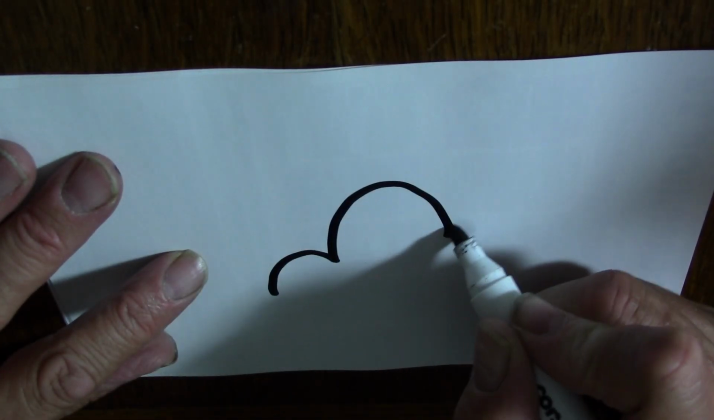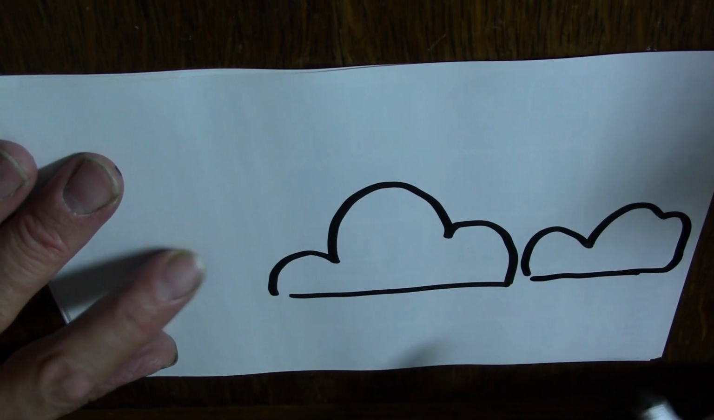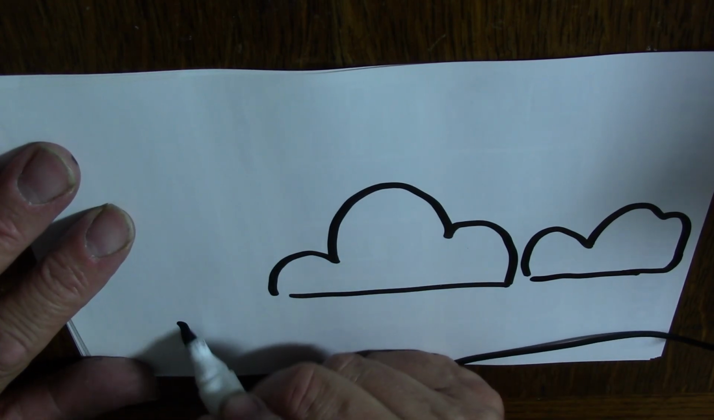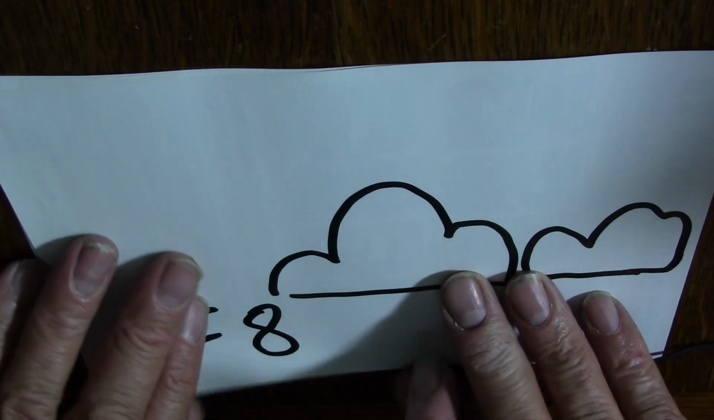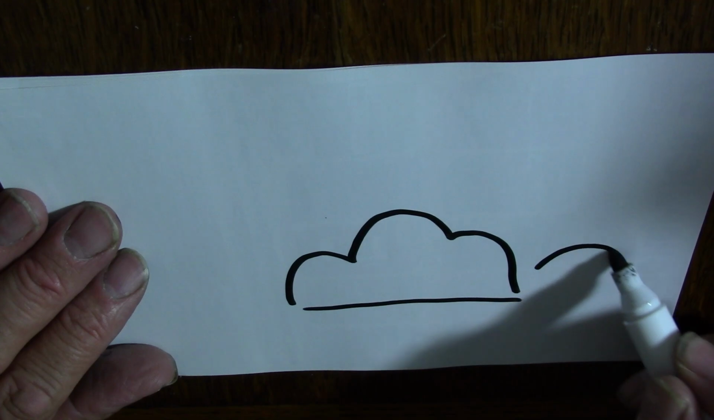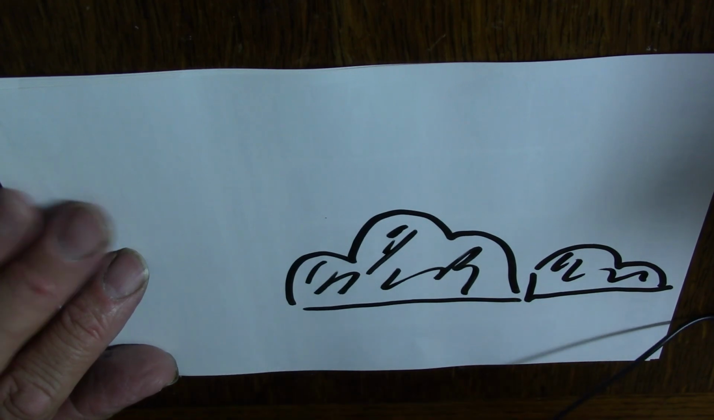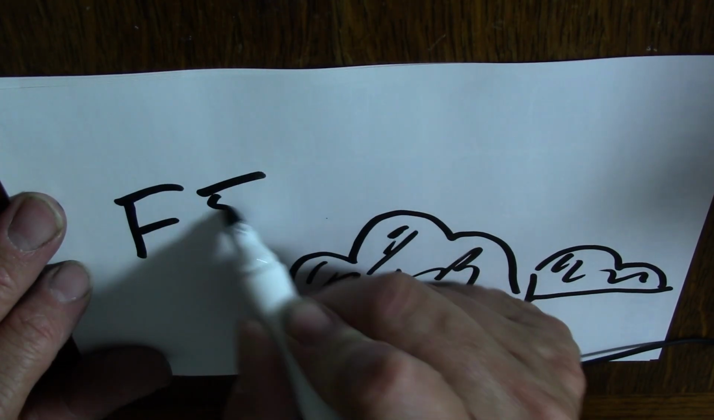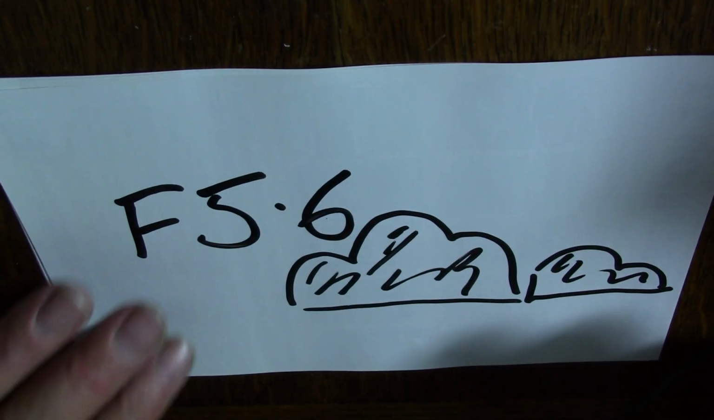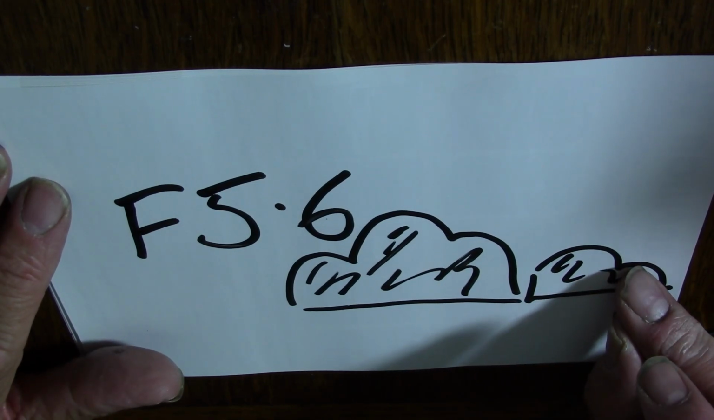Okay, let me do that again. Let's say I have my cloud, but this time I've got quite a bit of cloud, at least 2 clouds. So this time I go down to f8. Now, I've got my clouds, but I've got really dull clouds, almost black clouds. So this time I want f5.6. And if it gets darker, I can go to f4, and if it's really dark, I'll open up to f2.8.